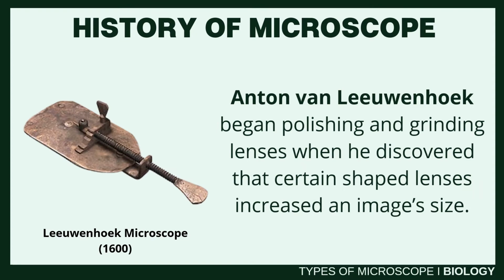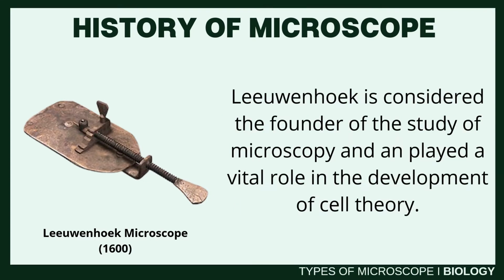After Zacharias Janssen was Anton van Leeuwenhoek. He devoted much of his time to his hobby of grinding lenses and using them to study tiny objects, and later on made his own version of microscope consisting of a single high-quality lens of very short focal length. His invention of microscope led him to be considered the father of microscopy and founder of the cell theory.